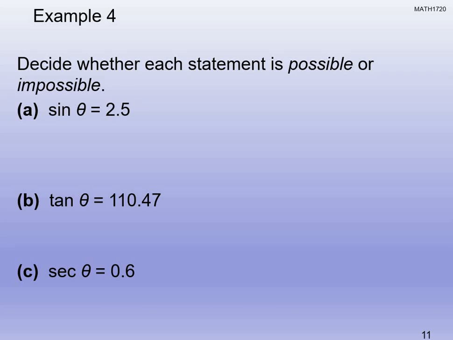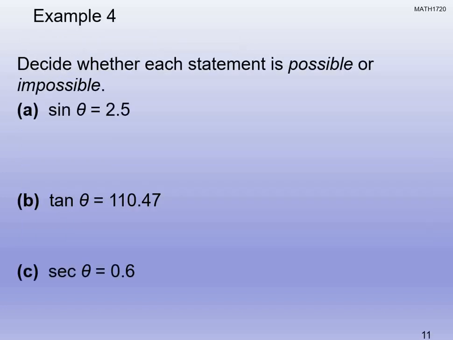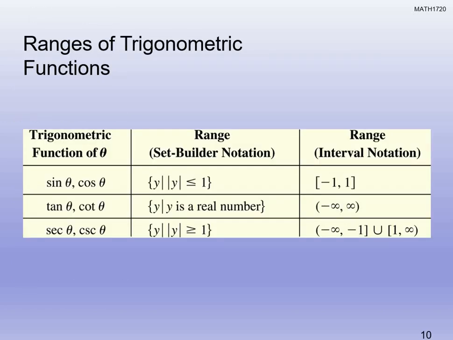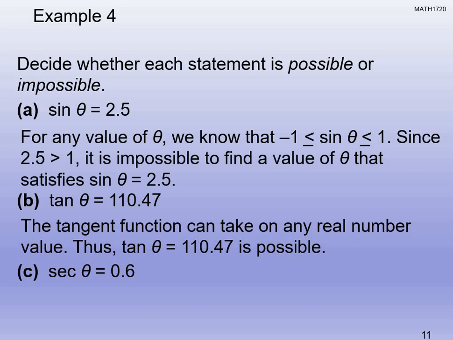Let's look at secant of theta. Can it equal 0.6? We go back over here and I'm looking at interval notation where secant is. Can it equal 0.6? No. It has to be between -infinity and -1, or 1 and infinity. Since 0.6 fits between -1 and 1, secant of theta cannot be 0.6 for a solution. It just won't be possible.